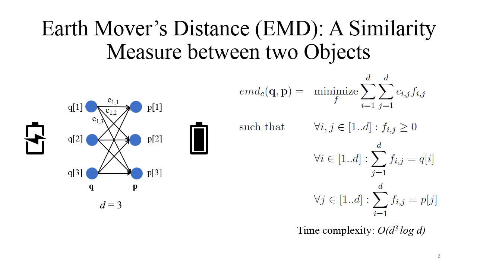We can model this Earth Mover's Distance as a linear programming problem. The time complexity for evaluating this Earth Mover's Distance is O(D^3 log D), where D is the dimensionality of the feature vectors. In the following, we will abbreviate Earth Mover's Distance as EMD.